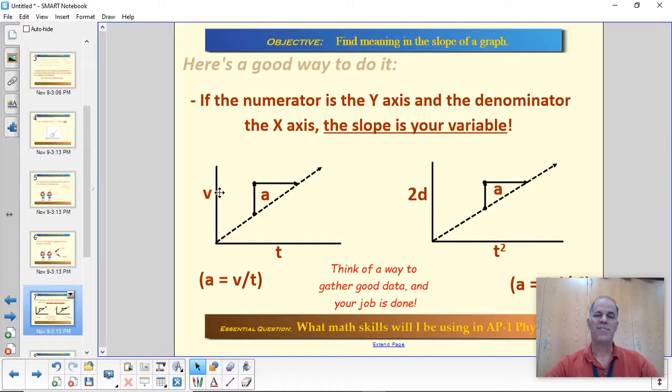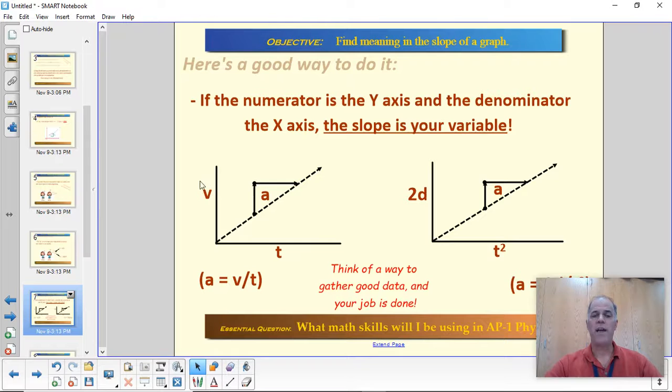I'm sorry, the y-axis is the numerator and the x-axis is the denominator. It's been a long day, I'm very tired. And then when you do that, the rise over the run is the slope, which is your variable. So the slope of your graph will be the variable you're interested in.